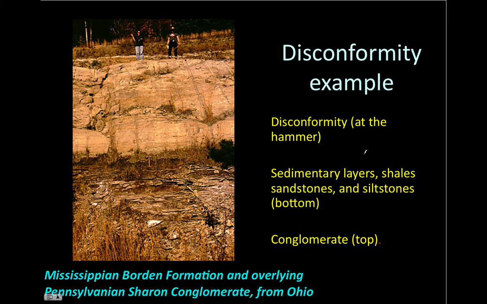And so here's an example of a disconformity. The disconformity is positioned here at the location of the hammer. So we have shale layers on the bottom covered by a conglomerate sequence of layers on the top. And so all these sedimentary layers are going in the same orientation, but there is a substantial gap in time, and there's an erosional surface that's present within the shale.